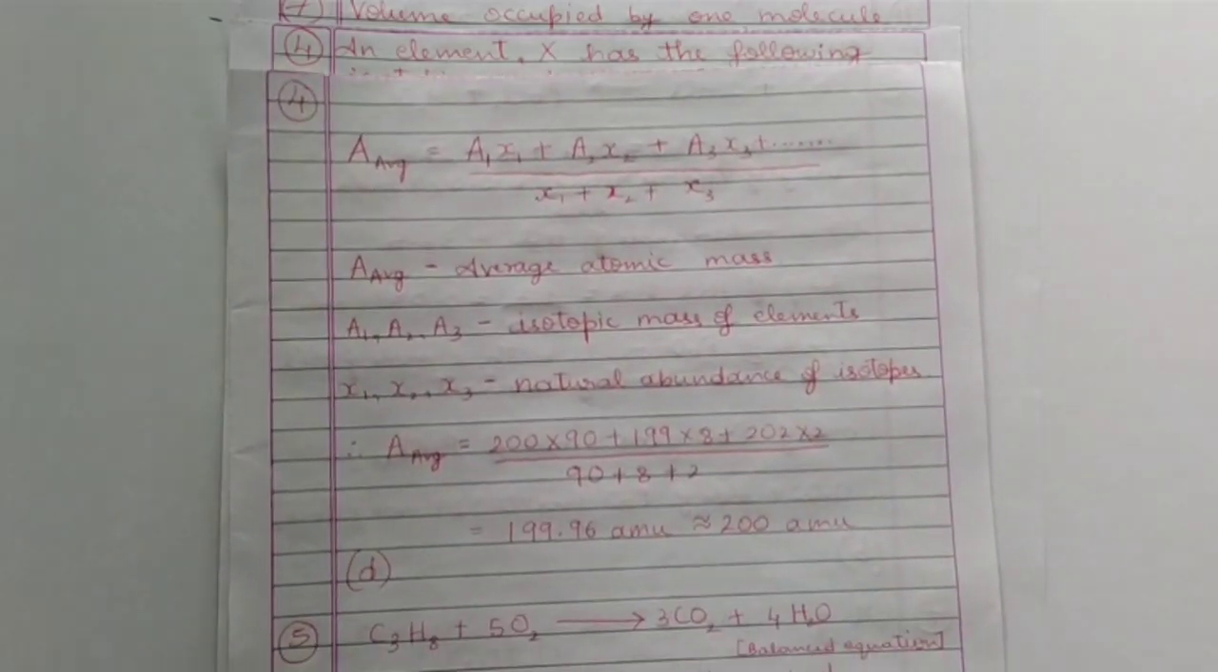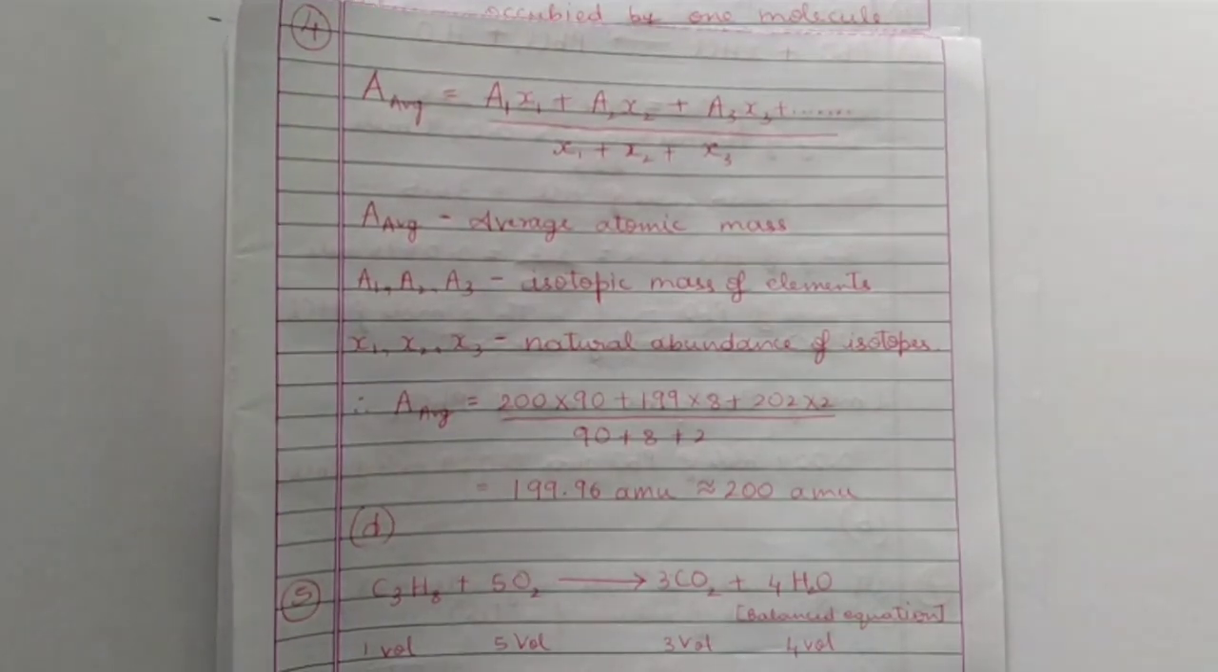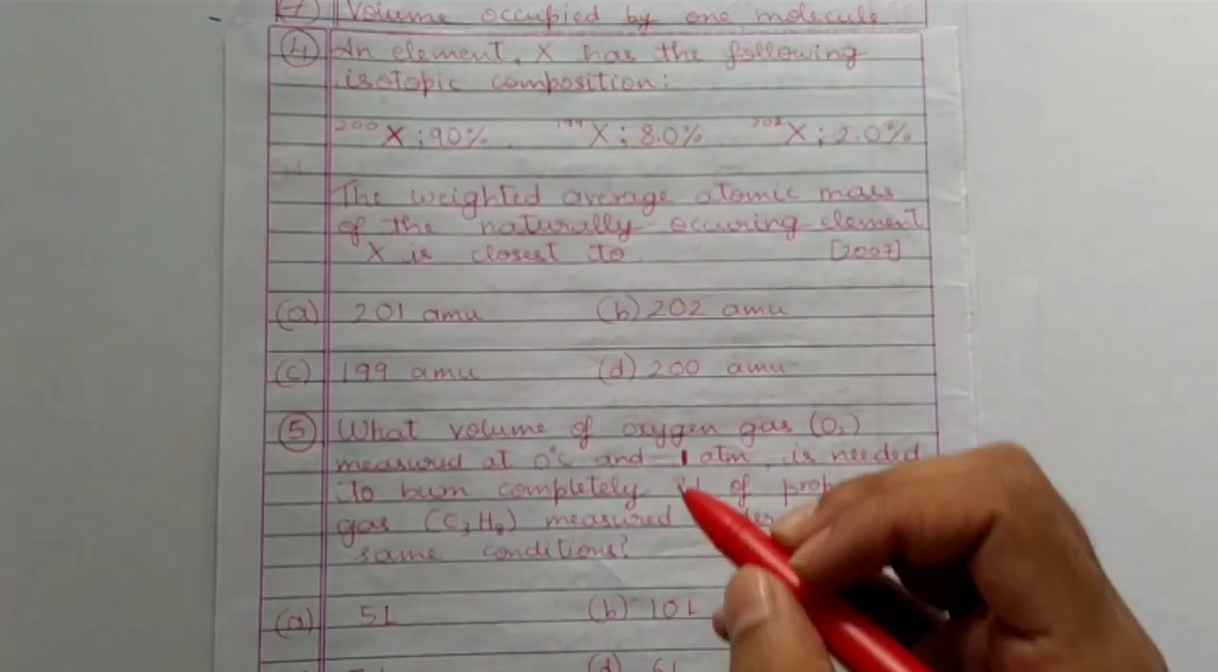We know that average atomic mass is equal to A1X1 plus A2X2 plus A3X3 and so on, divided by X1 plus X2 plus X3 and so on, where A average is equal to average atomic mass. A1, A2 and A3 are isotopic mass of elements. X1, X2, X3 are natural abundance of isotopes. So therefore average atomic mass is equal to 200 into 90 plus 199 into 8 plus 202 into 2 divided by 90 plus 8 plus 2, which gives 199.96 AMU, which is approximately equal to 200 AMU. It is option D.